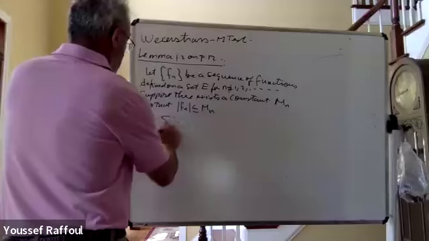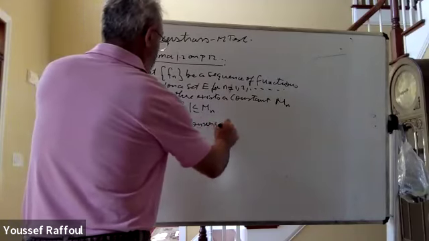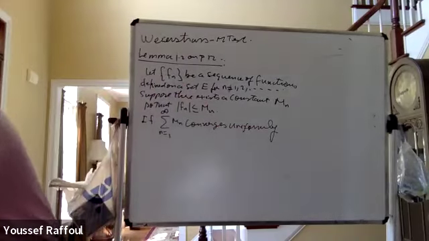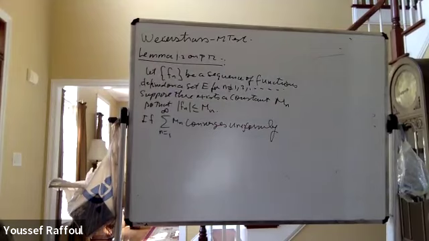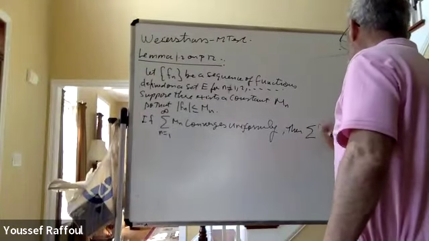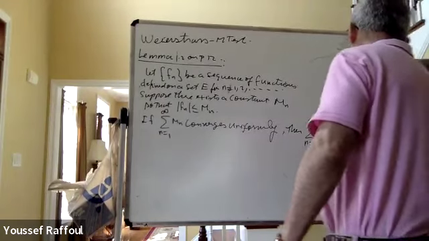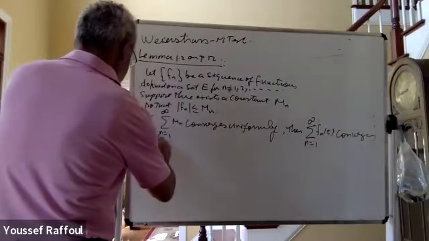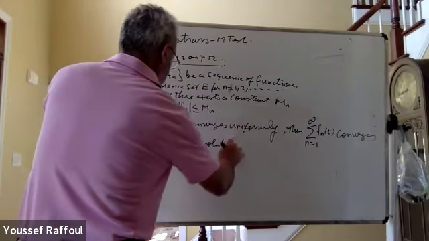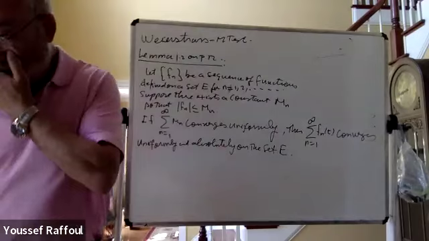If the sum of Mn, n equal 1 to infinity, converges, so this is a sequence now of numbers, then the sum of Fn of t, n equal 1 to infinity, converges uniformly and absolutely on the set E. Okay?